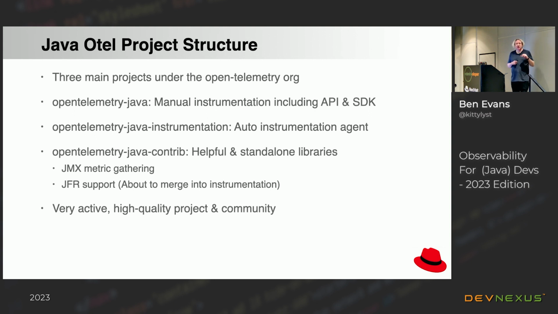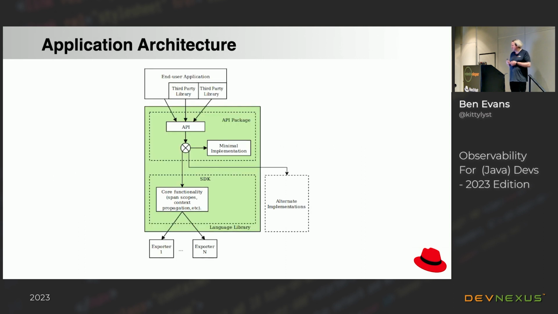My big project in OpenTelemetry so far has been the JFR support, the Java Flight Recorder, which is currently still in contrib and is just about to go into the main instrumentation libraries. That's been a collaboration between myself and some old friends from New Relic, and that's been a really good experience. OTel is a very active, very high quality, and very interesting project to work on, and the community.